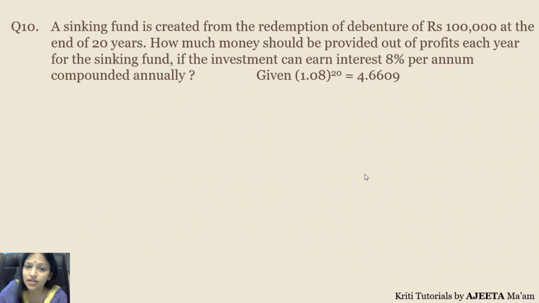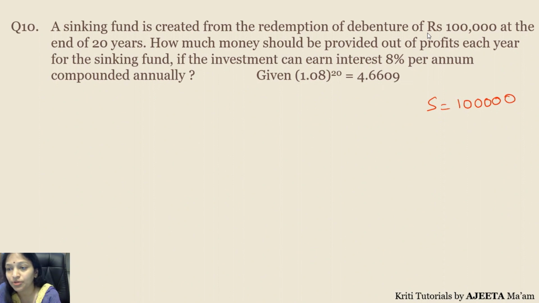Now let's take the next. A sinking fund is created for the redemption of debentures of rupees 1 lakh at the end of 20 years. How much money should be provided out of profits each year for the sinking fund if the investment can earn interest at 8% per annum compounded annually? Now here we have debentures. We are not going into the detail of the debenture, but the point is we have to create a sinking fund for the redemption of debentures. So we need 1 lakh rupees so that we can redeem them. So 1 lakh will be your S here.